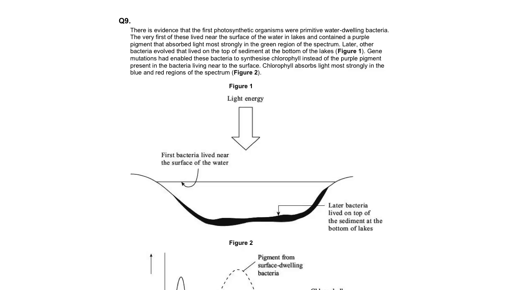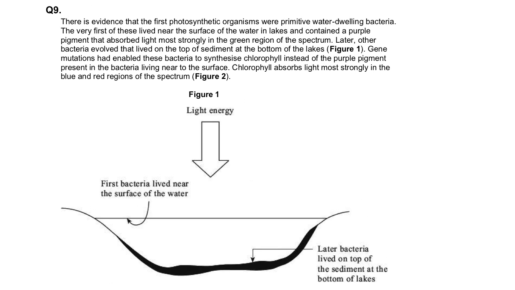Thankfully and finally we are on to the last question, and there is evidence that the first photosynthetic organisms were primitive water-dwelling bacteria. The very first of these lived near the surface of the water in lakes and contained a purple pigment that absorbed light most strongly in the green region of the spectrum. Later, other bacteria evolved that lived on top of the sediment at the bottom of the lakes. Okay, so we've got our initial bacteria right at the surface of the water, and then some bacteria that have instead found a habitat at the bottom of the lake.